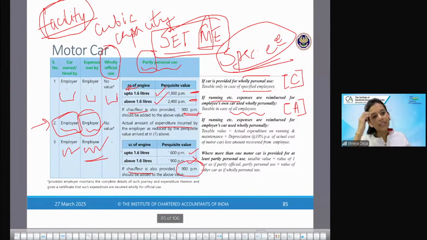One summarize in Hindi motor car perquisite. So let me finish the other 2 points, then I'll summarize in Hindi.